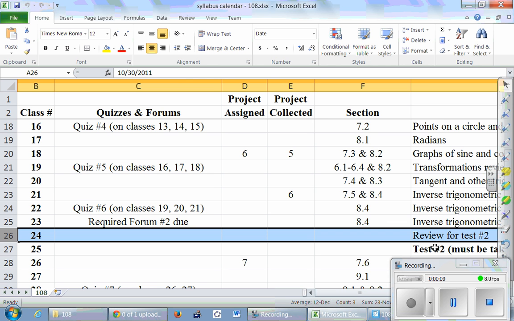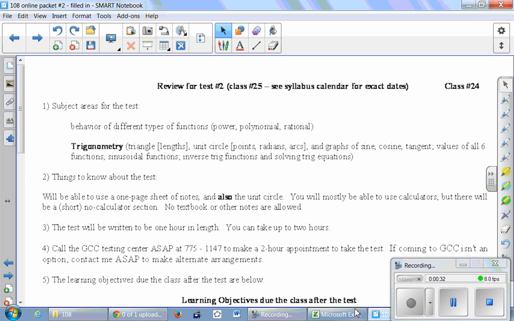Take a look at your syllabus calendar to find the window when you'll be taking test number 2. Just a reminder that required Forum 2 was due last class, so if you haven't done that yet, please do it ASAP. And I expect a thoughtful response to at least one of your classmates' forum posts by the end of next class, or by the date that you see there on your syllabus calendar. Okay, let's take a look at the notes.